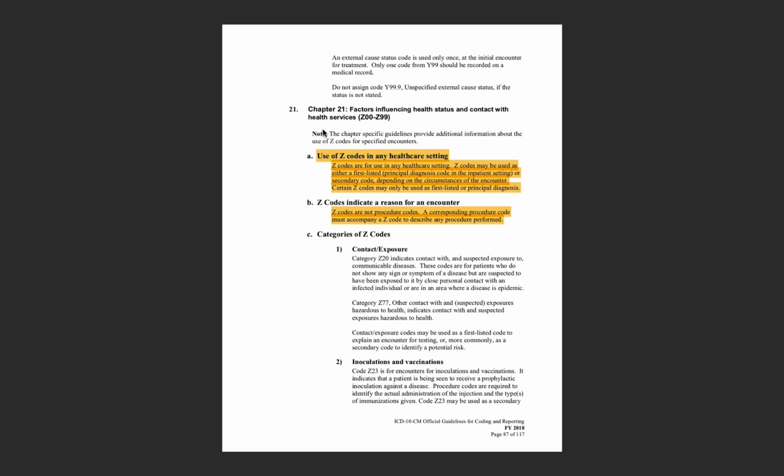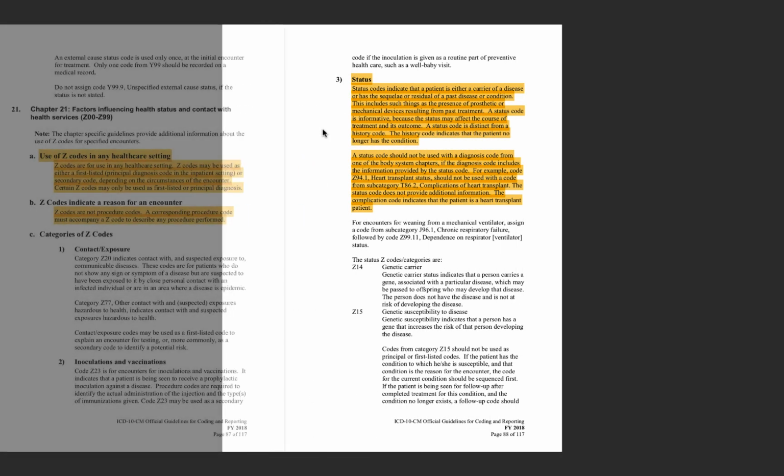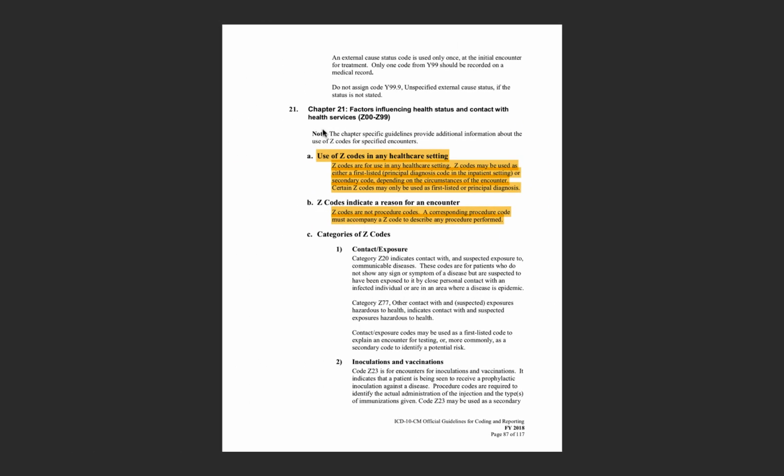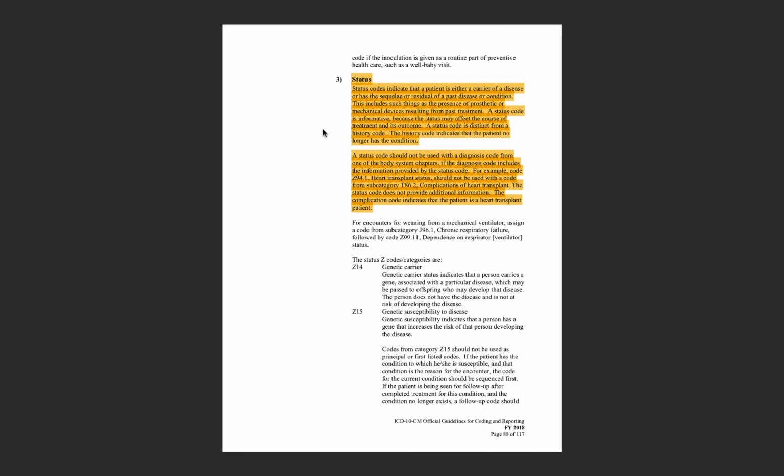Here are the different types of categories for Z-codes, and this will help you know how to look them up. Contact and exposure, inoculations and vaccinations. So if you're just going in for a vaccination and you don't really have a diagnosis of anything, the Z-code would be used for the vaccination procedure.